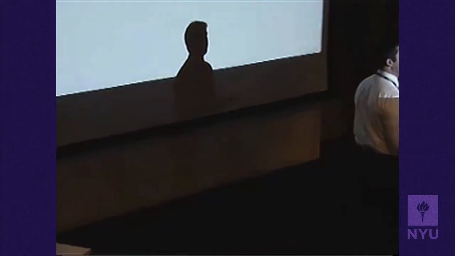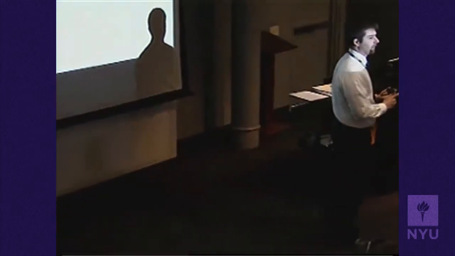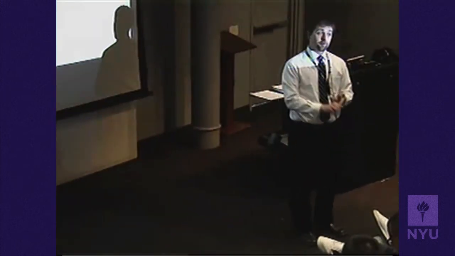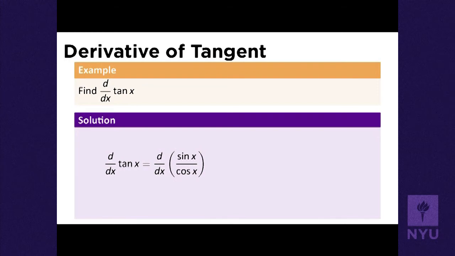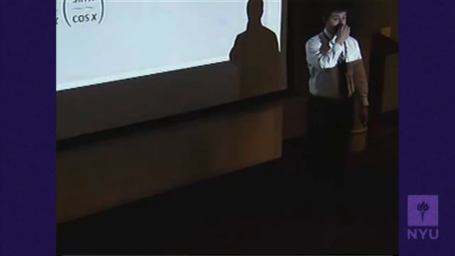But I do want to show you how we can use the quotient rule to find the derivatives of the trig functions. So far, we know the derivative of sine, and we know the derivative of cosine, and we know that tangent is the quotient of sine and cosine. So now that we know how to find the derivative of a quotient, that was the missing piece, right? Now we can use this to find the derivative of tangent.